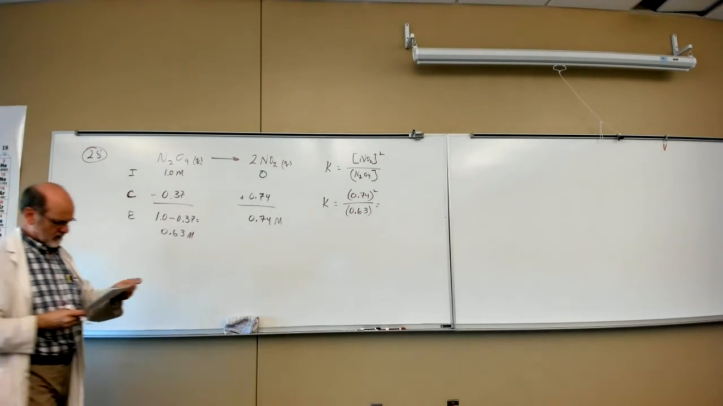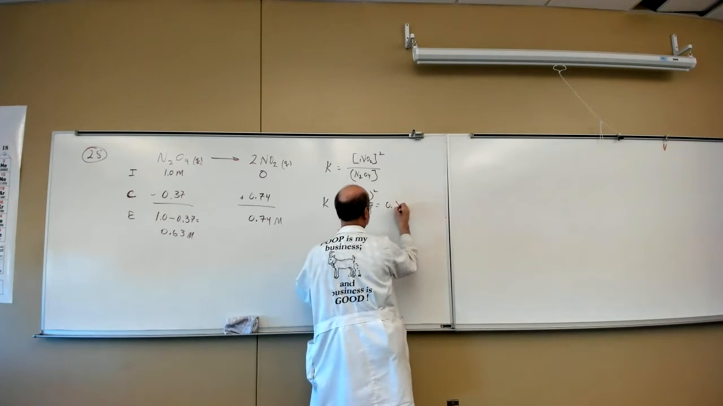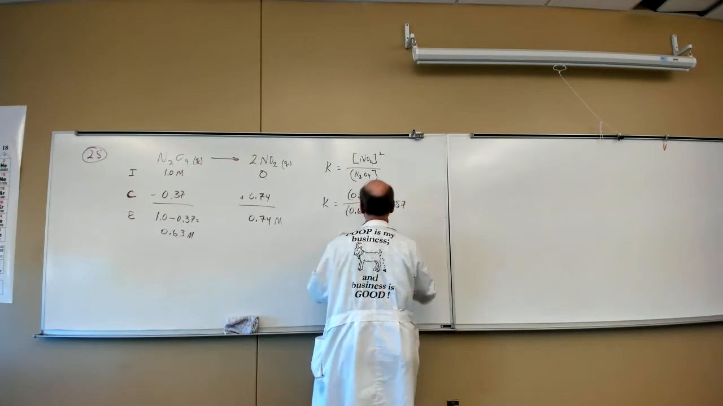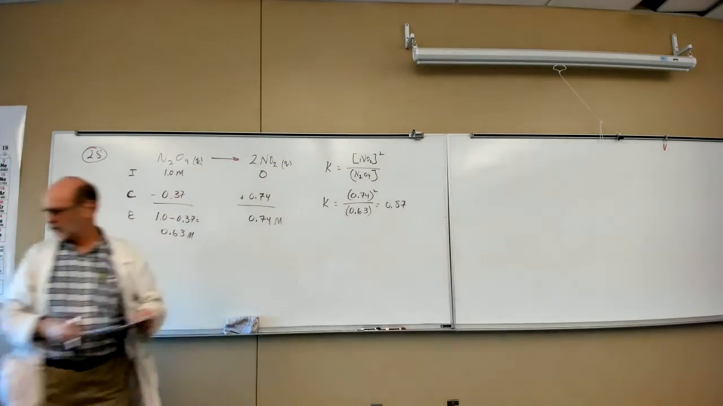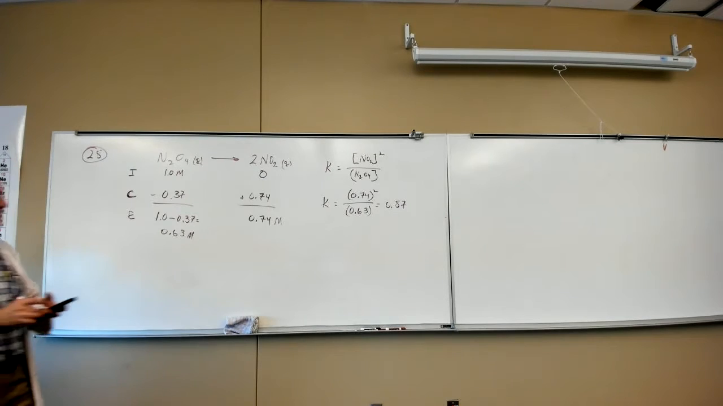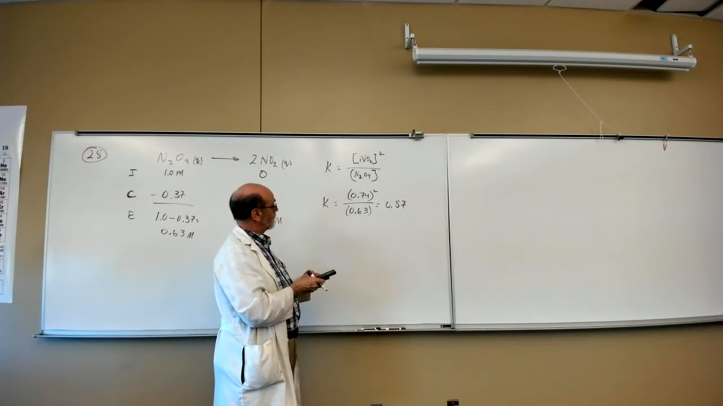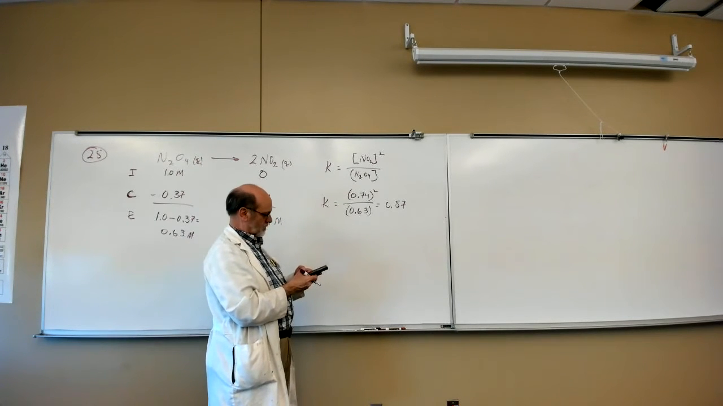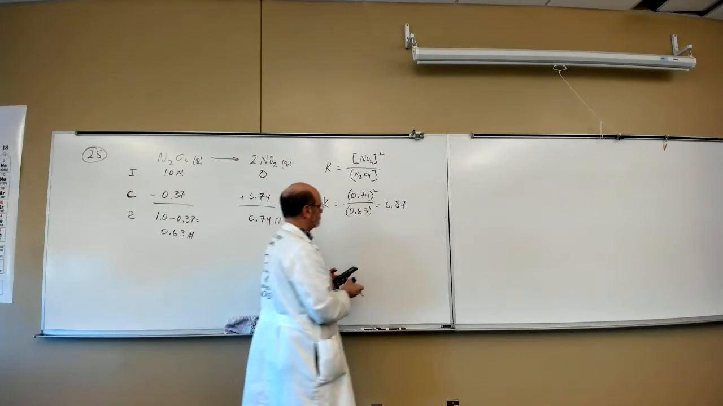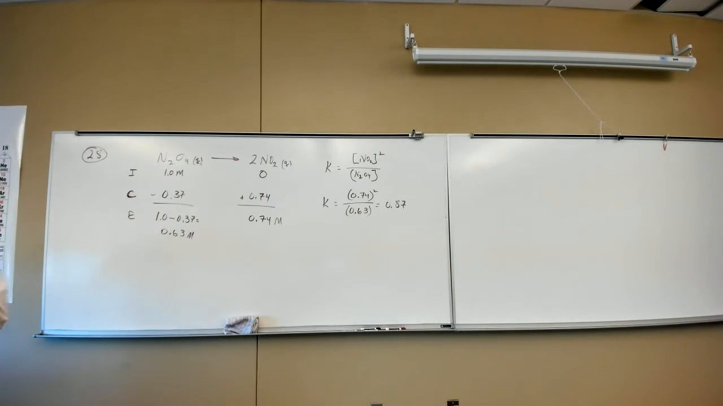And 0.87. I did that right. Let me check myself. 0.74 squared over 0.63, 0.87. Okay, so that's our K in concentration units.